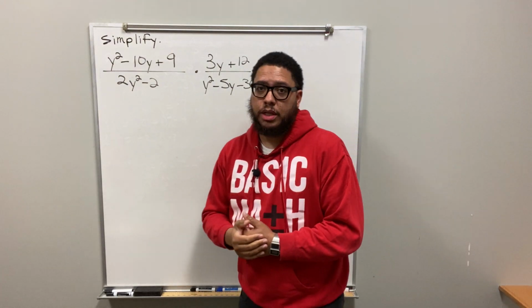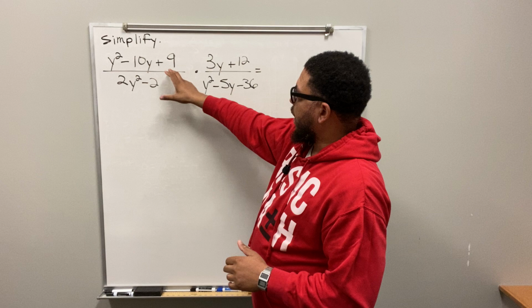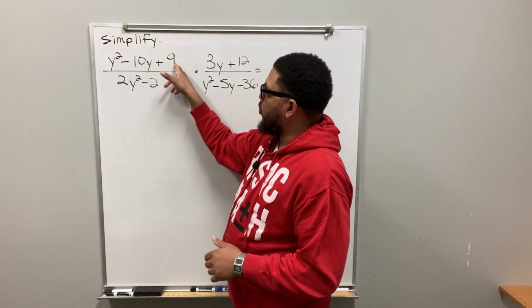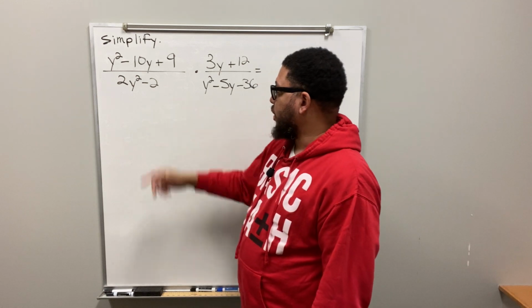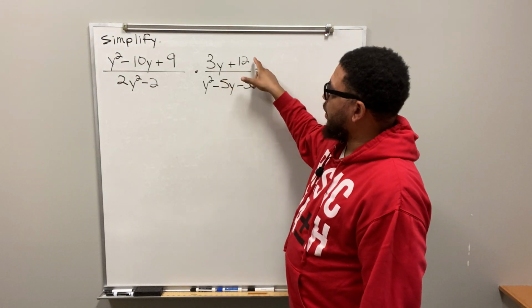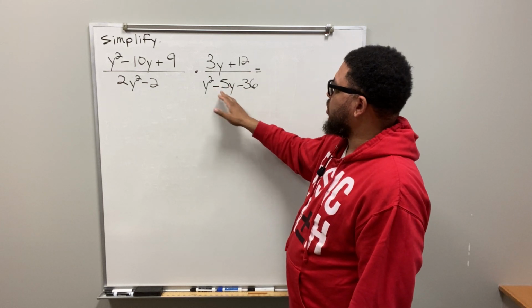What you want to do is, as a first step, take an inventory of what you have in your problem. I got a trinomial, a quadratic trinomial in this numerator. I got a quadratic binomial in this numerator. I got a linear binomial in this numerator. And I got another quadratic trinomial in this numerator.